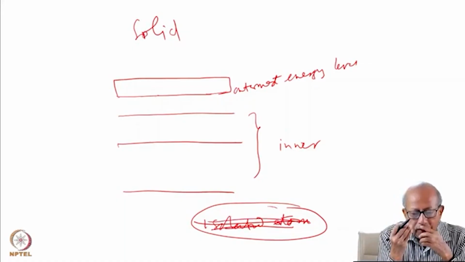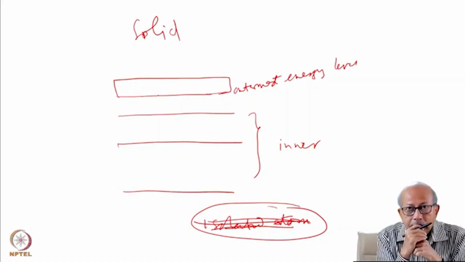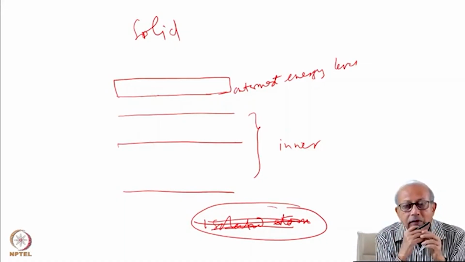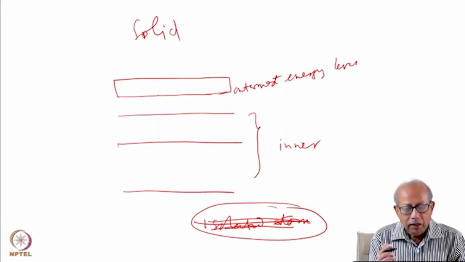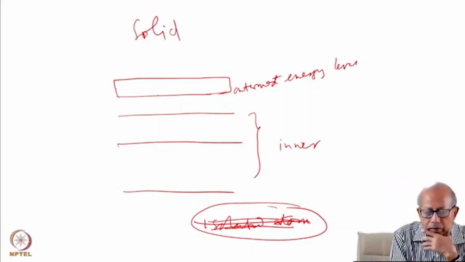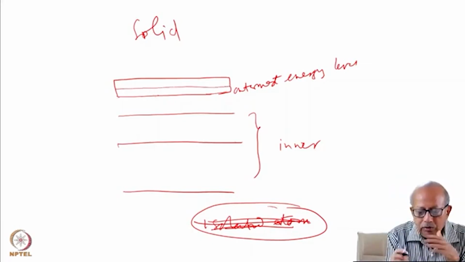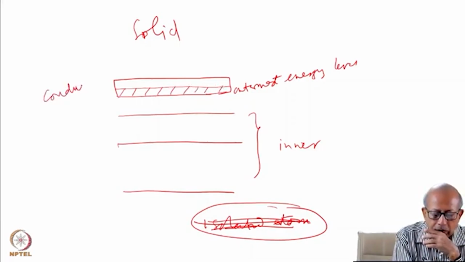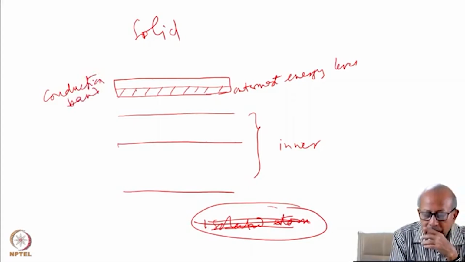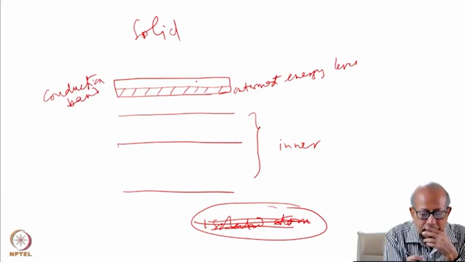Now, for a material to behave like a metal, this outermost energy level, which is now a band, is only partially filled with electrons. This is called the conduction band. As it is partially filled with electrons, there is a lot of energy space which is empty.